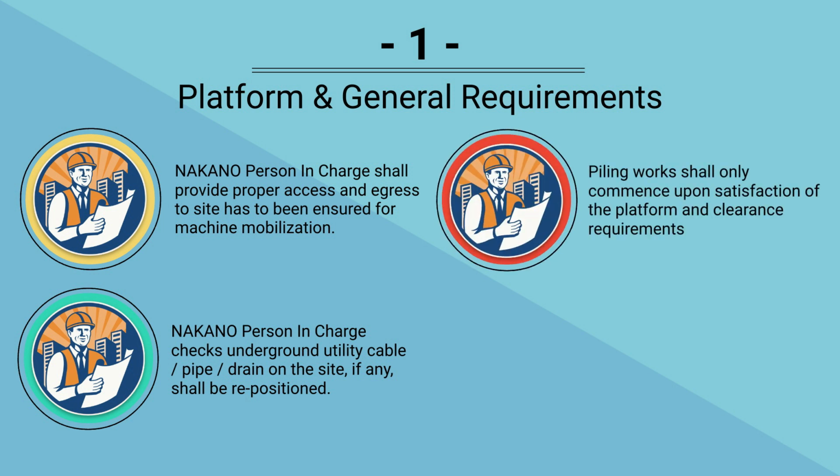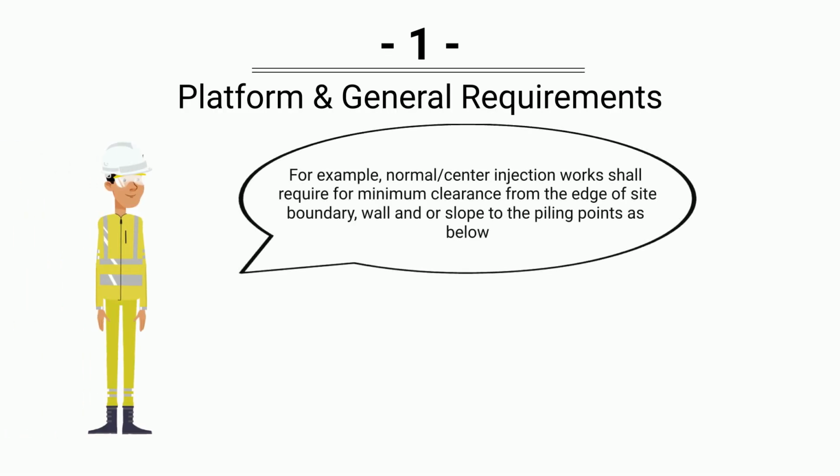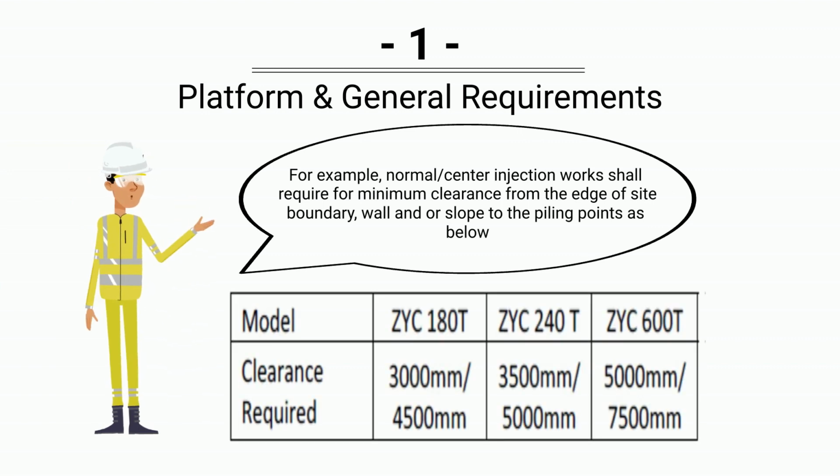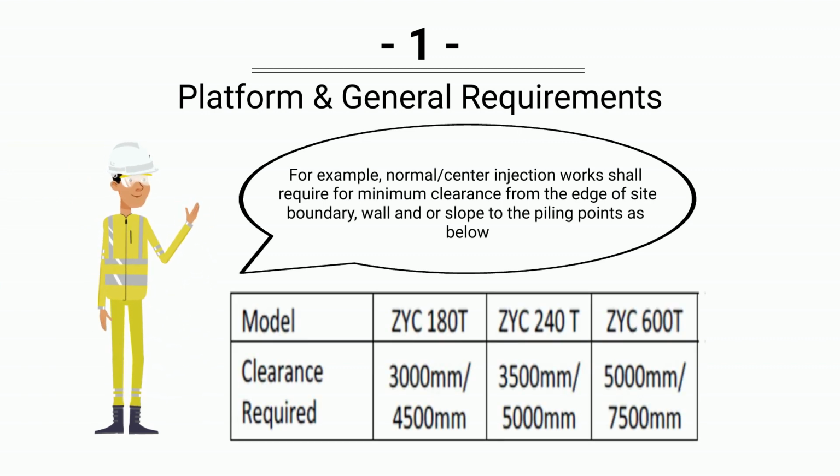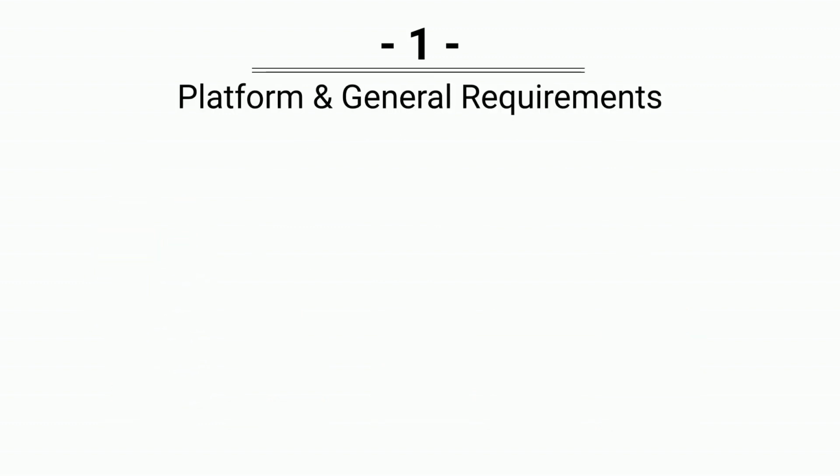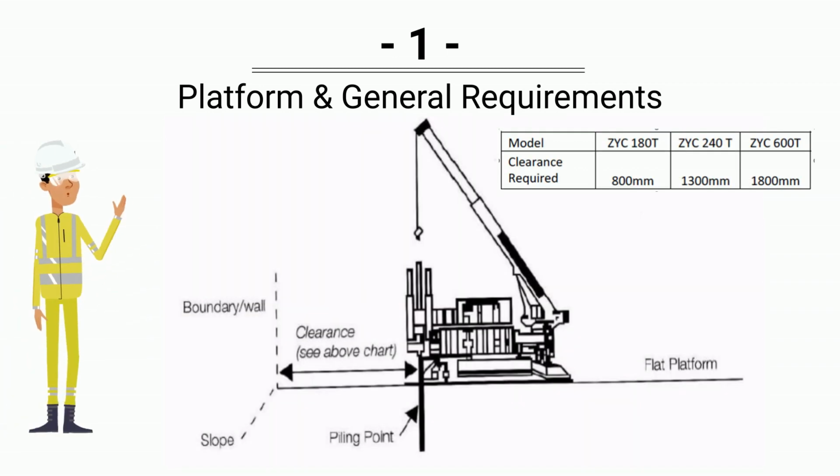Piling work shall only commence upon satisfaction of the platform and clearance requirements. For example, normal or center injection works shall require a minimum clearance from the edge of site boundary, wall or slope to the piling points as below. Side jack-in works, if required, shall require a minimum clearance from the edge of site boundary wall and/or slope to the piling point as shown in the figure.